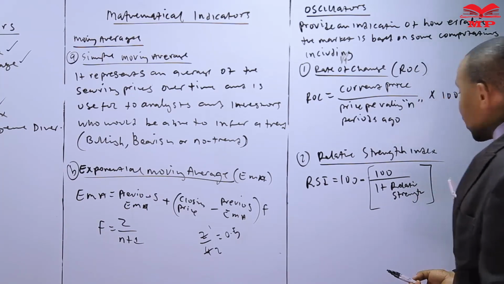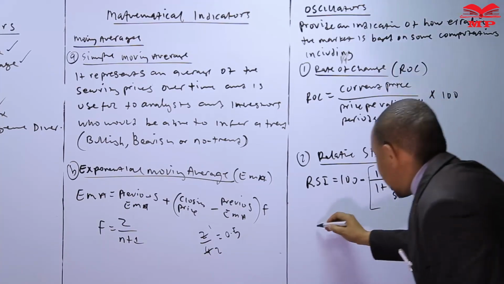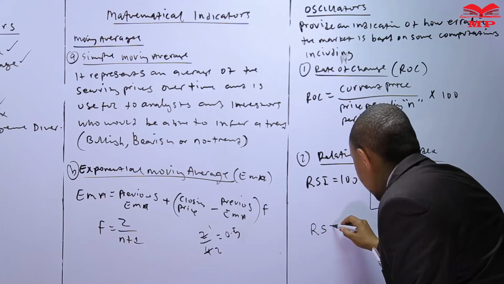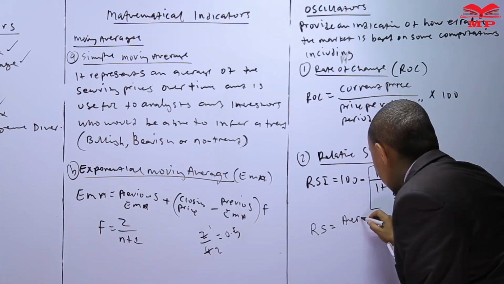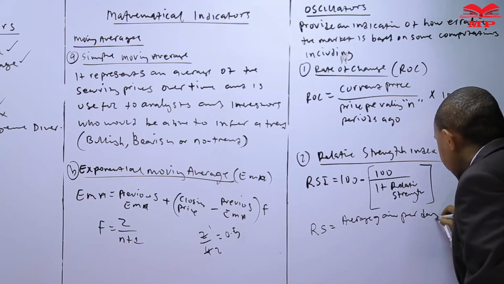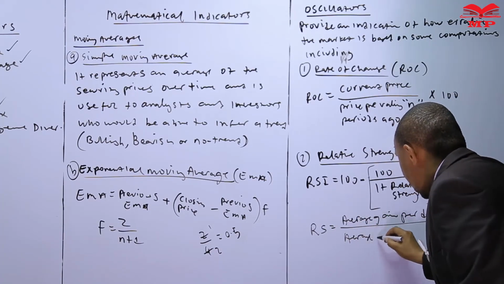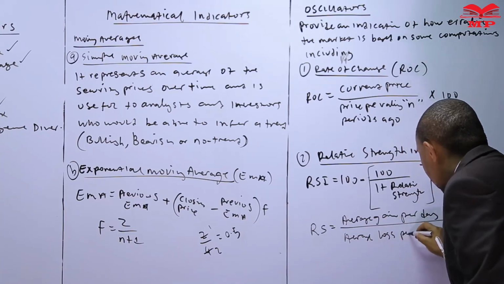Now, how do we compute the relative strength? The relative strength, RS, is given as the average gain per day divided by the average loss per day.